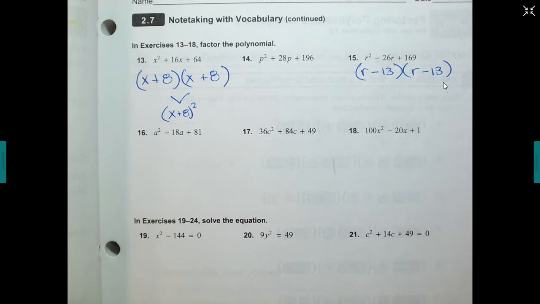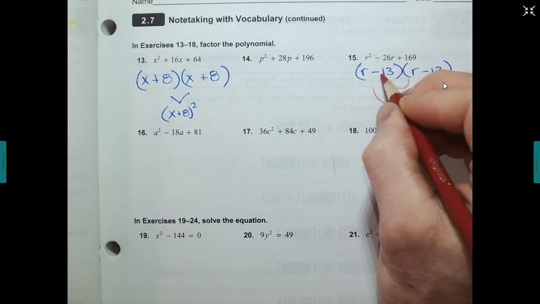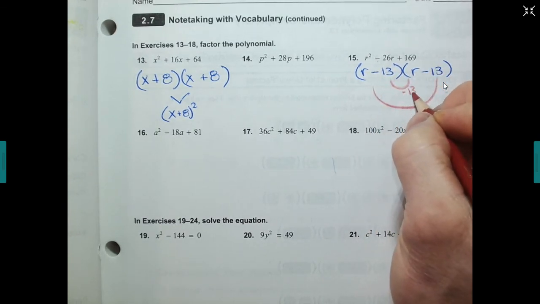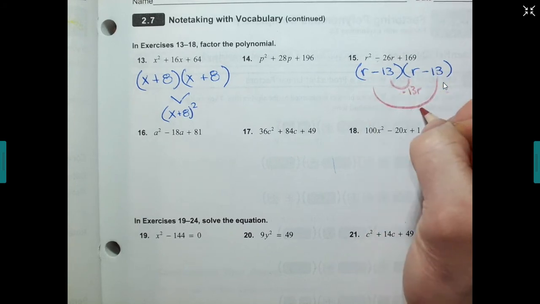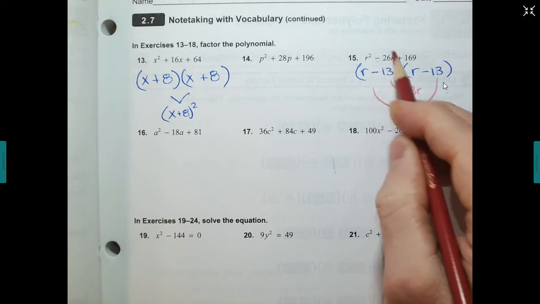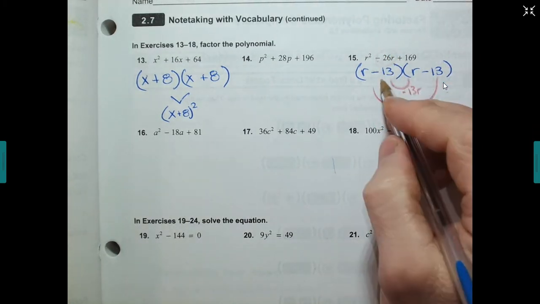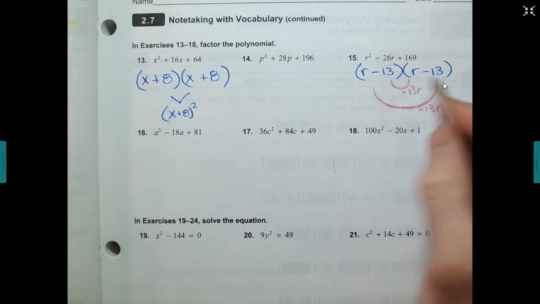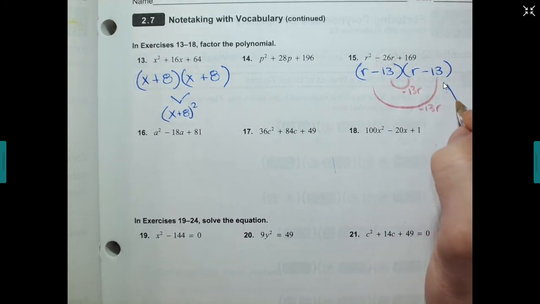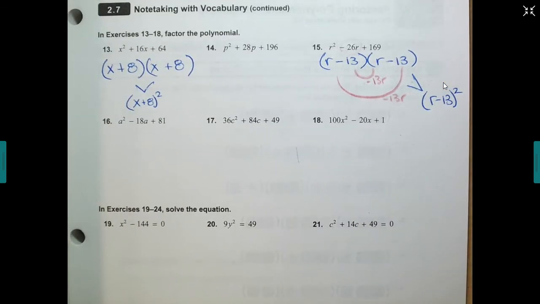And then if we did our double smiley face, we have negative 13r and negative 13r. Negative 13 and negative 13 is negative 26. So that's our answer. And it's the same thing twice, like a mirror image. So what this equals is (r minus 13) squared. Just like that.